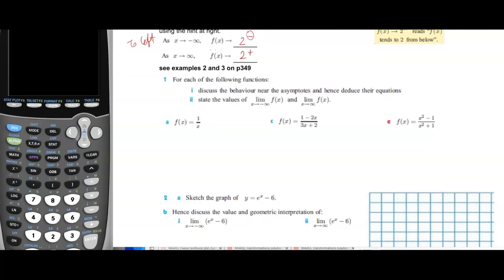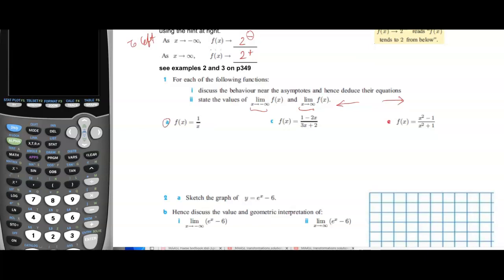For each of the following functions, discuss the behavior near the asymptotes and hence deduce their equations, and state the values of the limit of the function as x approaches negative infinity or positive infinity. So that means we want to know what happens when we go very far to the left or very far to the right.